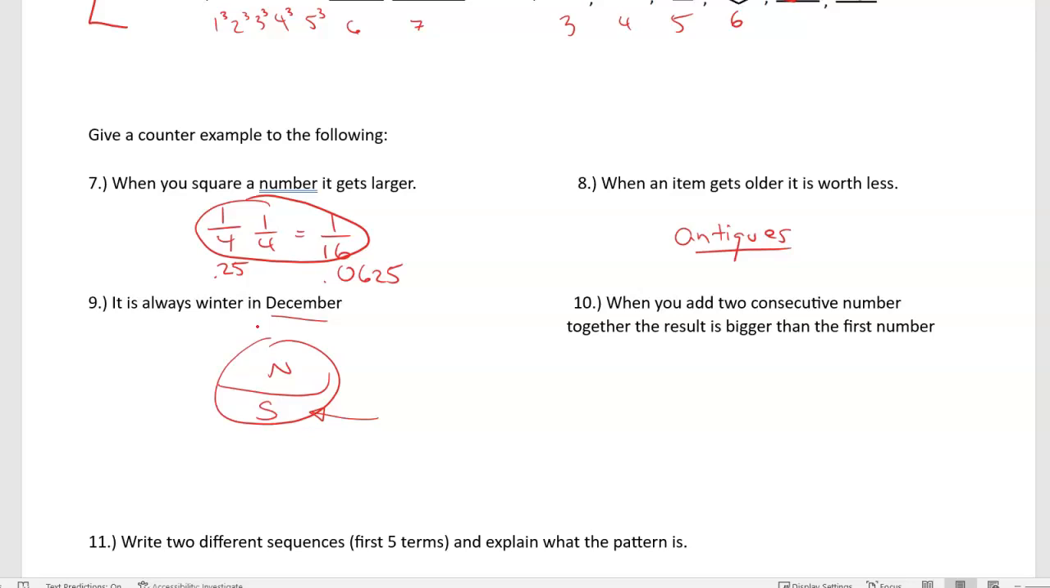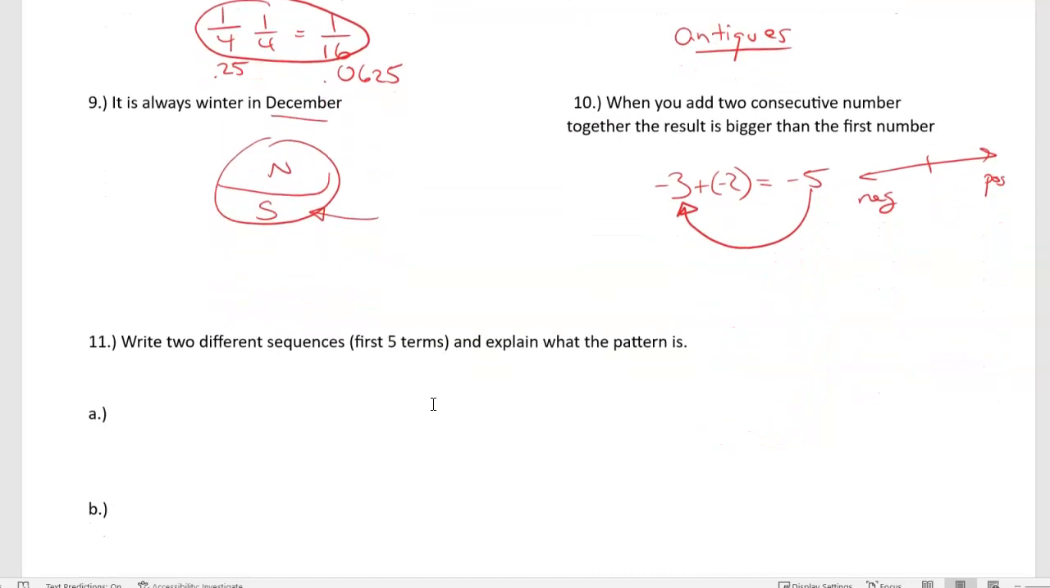When you add two consecutive numbers together, the result is bigger than the first number. Well, let's think about this. What about if you had like -3 plus, let's see, consecutive numbers, -2. Those are consecutive numbers, and that gives me -5. Is that bigger than the first number? Nope. When you think about a number line, further in this direction into the negatives is going to be getting smaller. Further into the positives is going to be getting bigger.